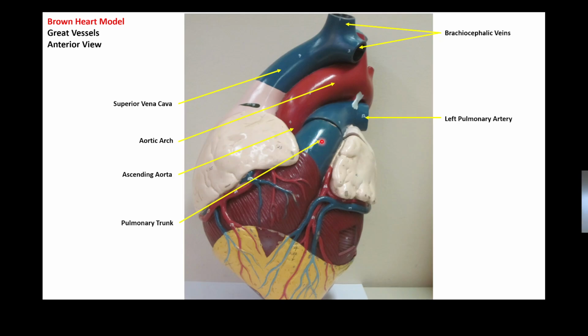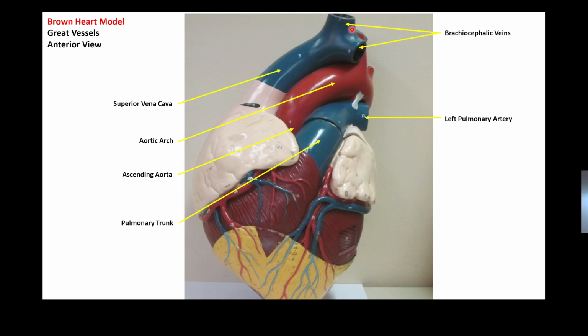As a general rule, the blood vessels that have deoxygenated blood are going to be bringing the blood to the lungs for oxygenation, and the red blood vessels are going to be bringing the blood to the body cells so that they get their nutrients and their oxygen. So let's take a look at some of these great vessels. They're located here at the base of the heart.